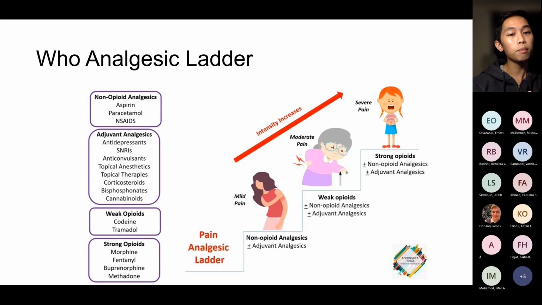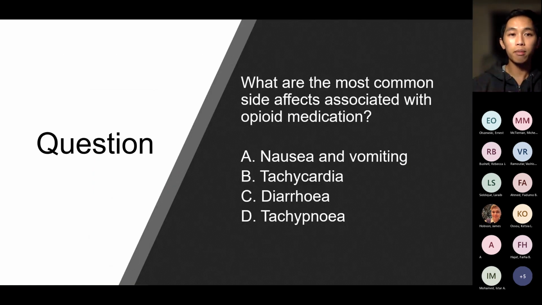So if a patient presents with mild pain, we want to use non-opiate analgesics like paracetamol or NSAIDs. For moderate pain, we want to give weak opioids such as codeine and tramadol. And for severe pain, we're thinking of things like morphine or fentanyl in some cases. So if we're going to give her some opioids because she's in severe pain, what is the most common side effect of opioid medication?